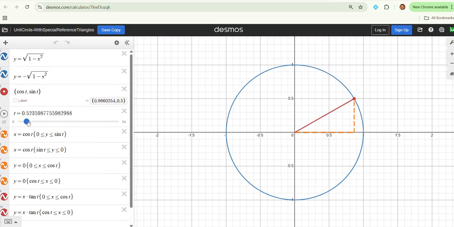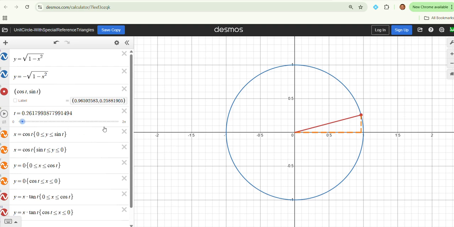When I slide this all the way around, you can see how we're going all the way around the unit circle. If I start back here at 0, cosine of theta, which is cosine of 0, is 1, and sine of theta is sine of 0, which is 0. That's the ordered pair being plotted. So that's the point right here. This red point is being plotted at the slider.